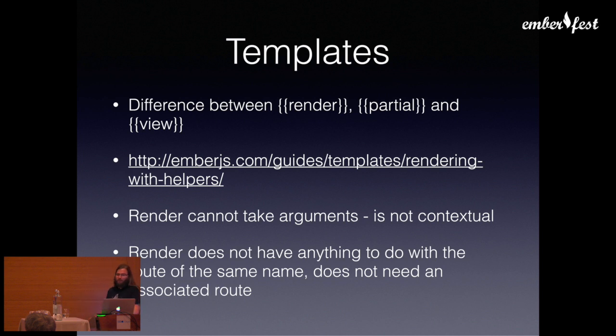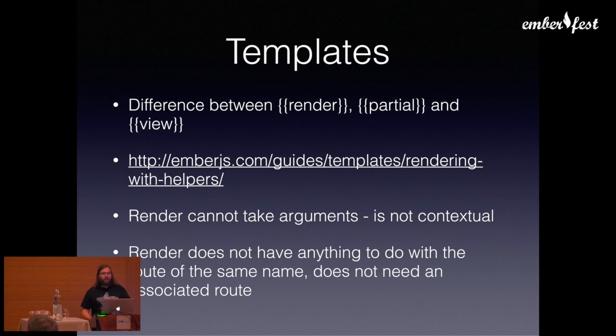Render, partial, and view are all slightly different. There's not really a quick explanation that I can give apart from go and read this guide. It explains them all differently. Render can't take any arguments; it can take a single argument of the model, but you can't give further context. So if you need more context with your render helper, you probably need to use a different helper or do something else.